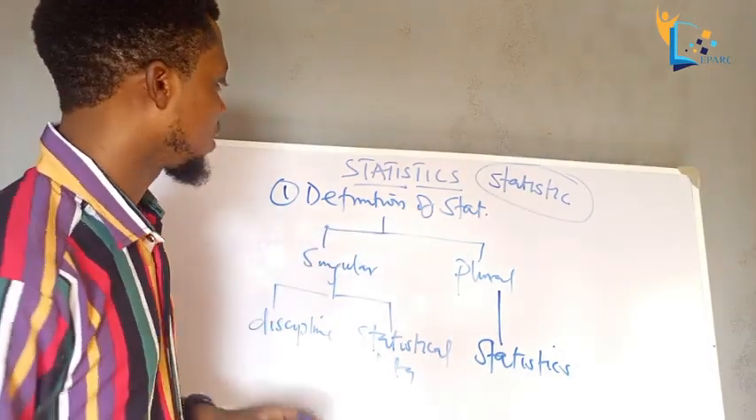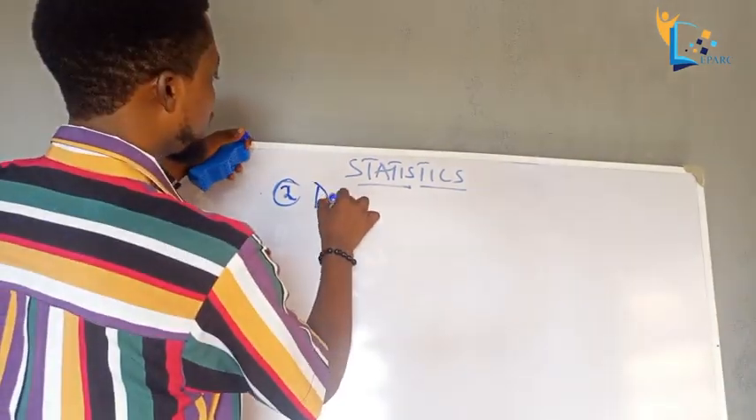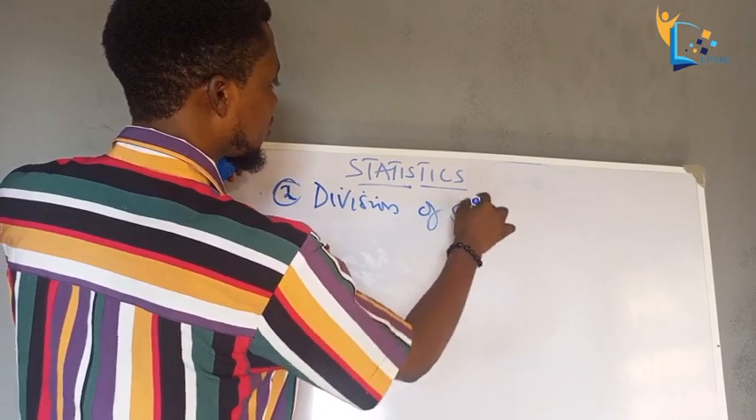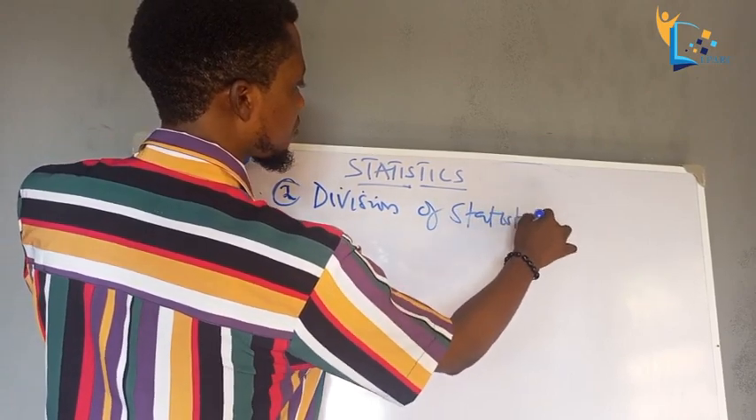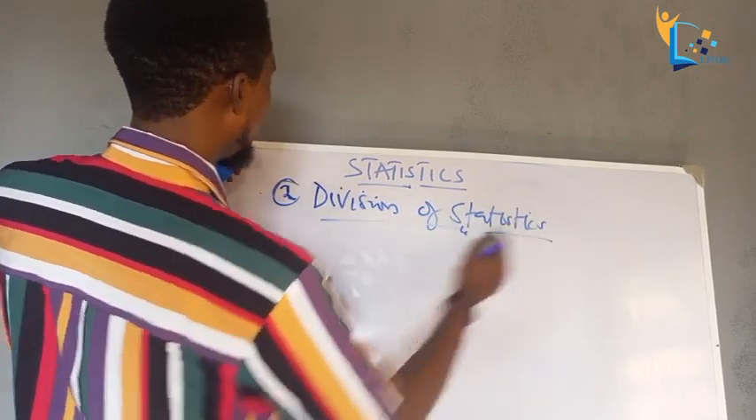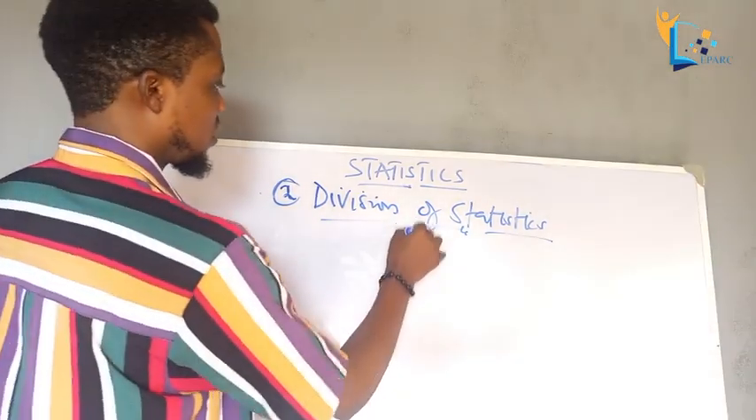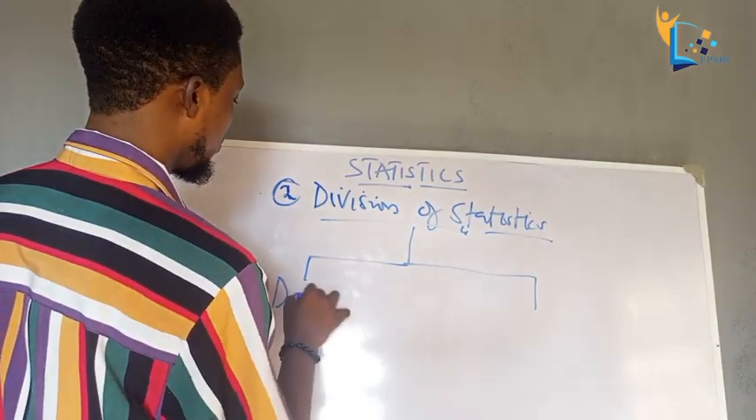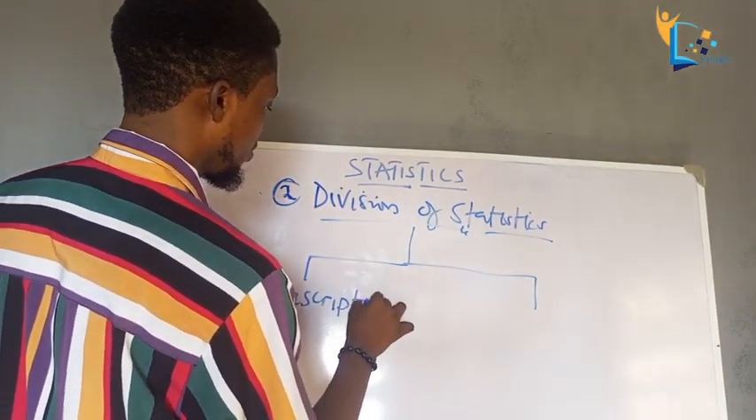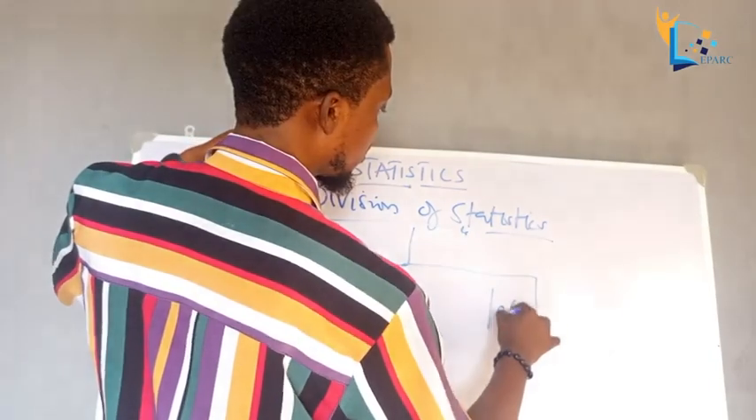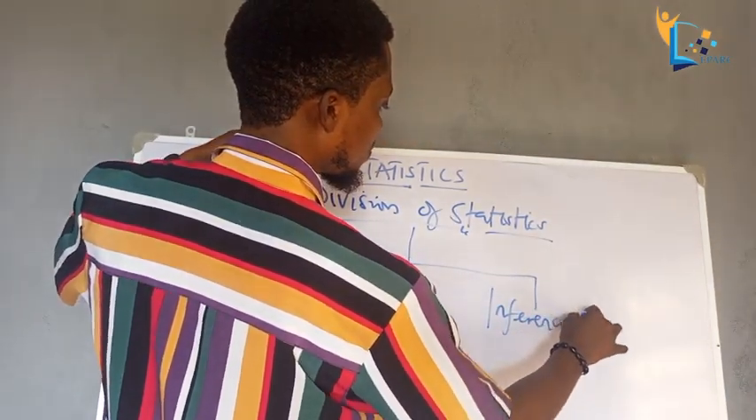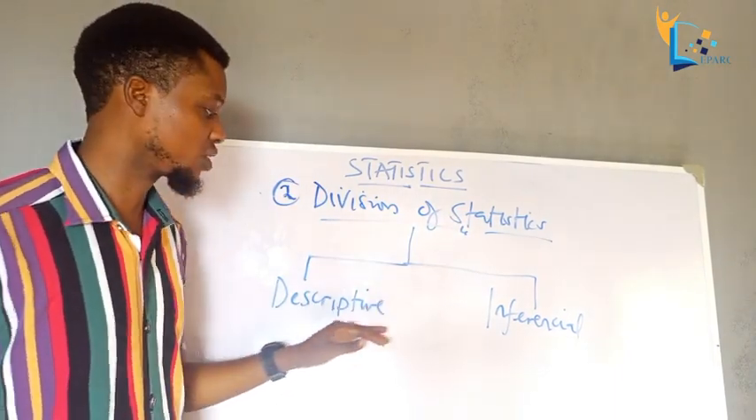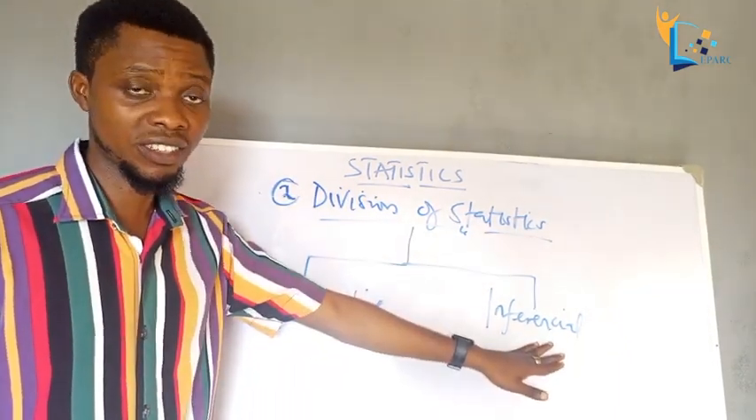Now, number two, we're going to be looking at the division of statistics. Okay? Statistics can be divided into descriptive and inferential statistics.